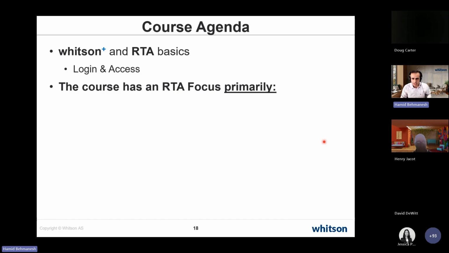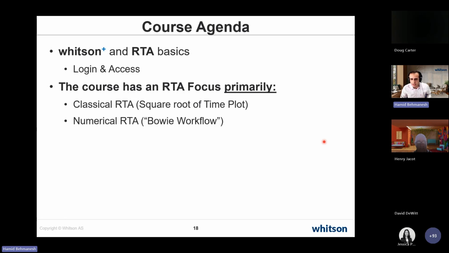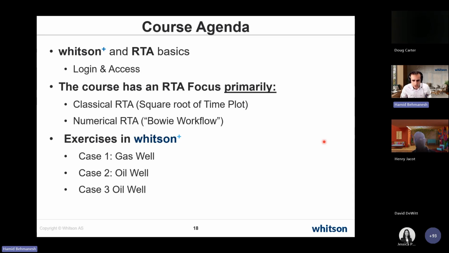For the agenda of this course, I'm going to help you log in and get access to the software. We're going to focus primarily on RTA, mostly two methods that are implemented in Whitson. One is classical RTA, and the other one is numerical RTA. I'm going to compare and contrast these two methods, and then we're going to have some exercises fundamentally based on the concept and the theory that we will cover during the next little while.